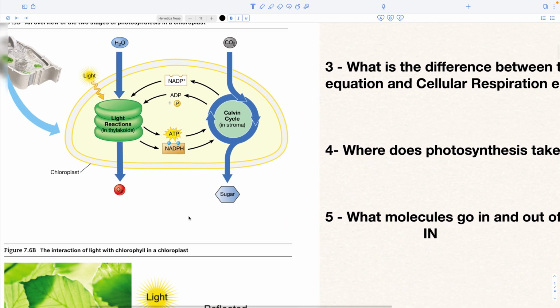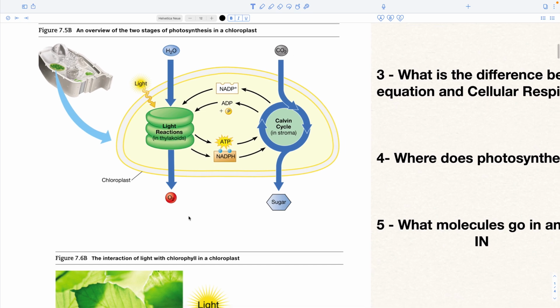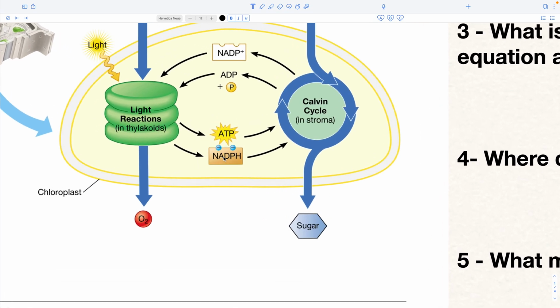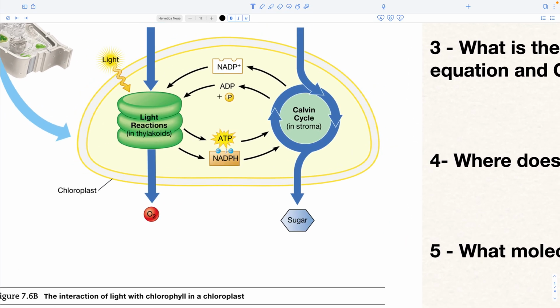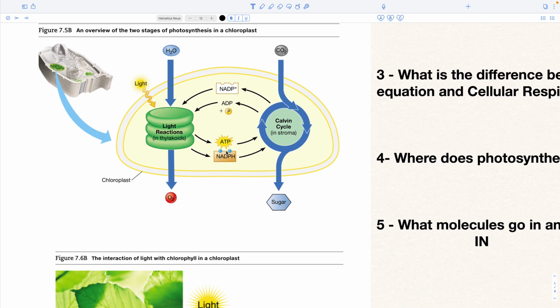What goes out of the light reactions? Did you write down ATP, the electron carrier, and oxygen? So that was the other half of question 5. What goes out? Oxygen, ATP, and NADPH. These blue dots are the electrons. We're going to talk about where those electrons came from.